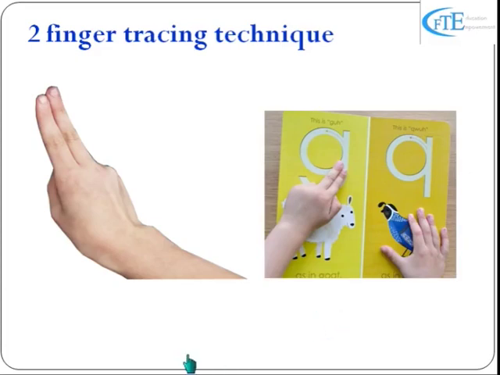When you are teaching your child to finger trace, always use the two-finger technique, the index finger and the middle finger. We use these two fingers along with the thumb to hold a writing tool. Hence, we begin finger tracing with these two fingers.